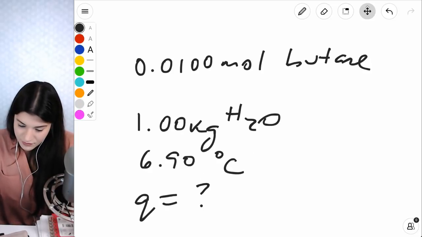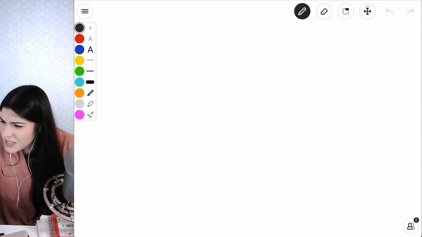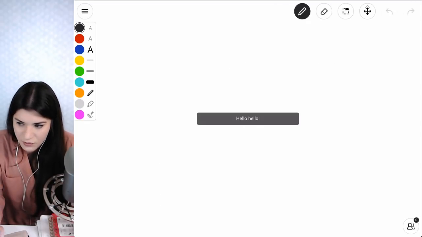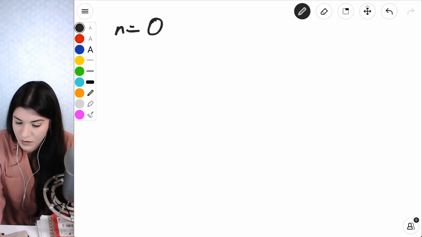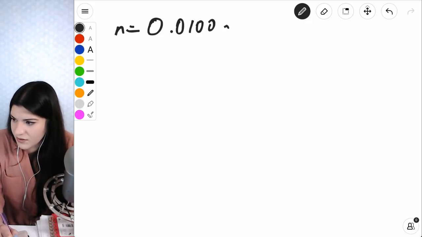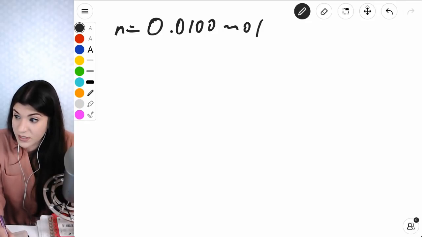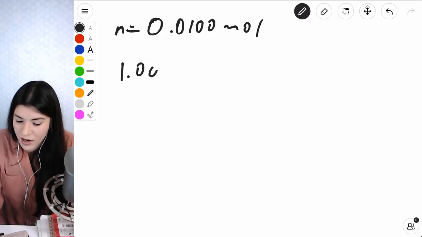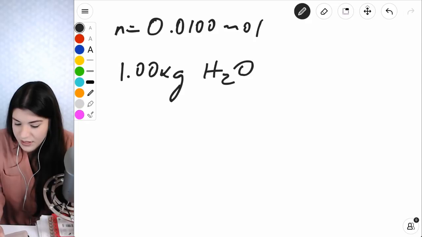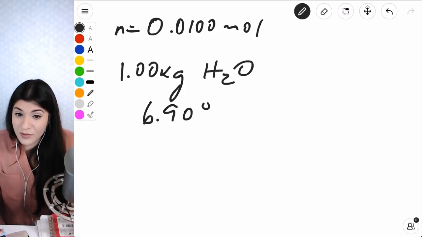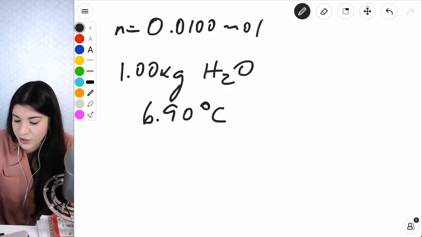Okay, this froze on me, darn it. I wrote everything down, okay. So we're given moles of butane, and then we're given the heat from the reaction raised 1.00 kilo. We're given the mass of water that we'll have to convert, and then we're given temperature, so 6.90 degrees Celsius. We'll have to convert that. Actually, no, we don't, not for this type. And then how much heat is released, so we're looking for Q.